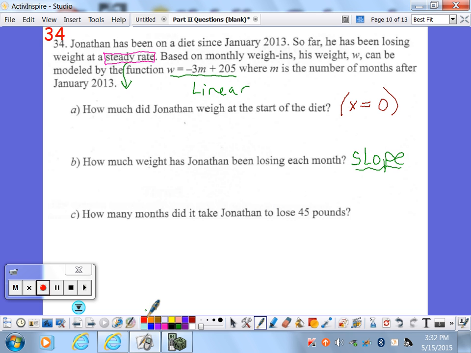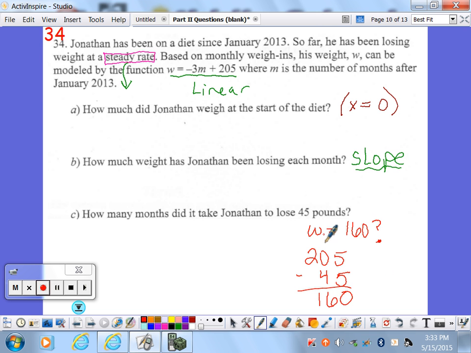Letter C. How many months did it take Jonathan to lose 45 pounds? I like this question because it has multiple steps involved. If Jonathan loses 45 pounds, you need to think of how much does he weigh then? So if you had from part A that his starting weight was 205, if he lost 45 pounds, then Jonathan should now weigh 160 pounds.